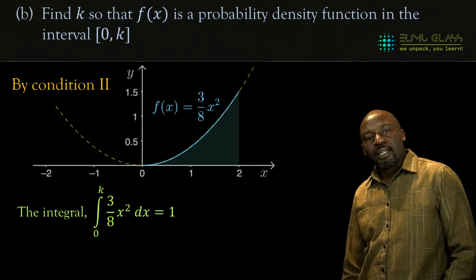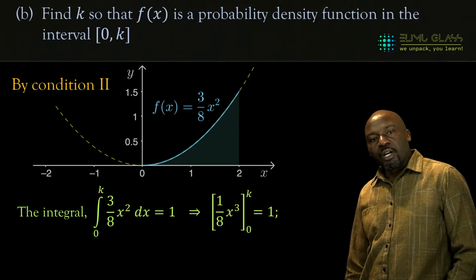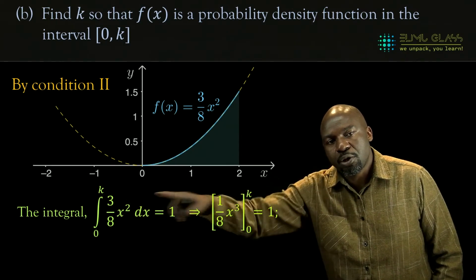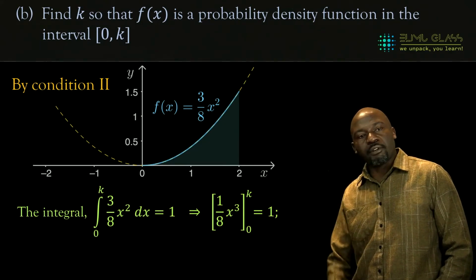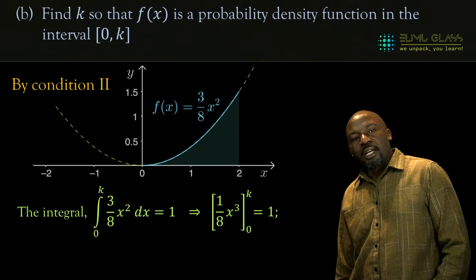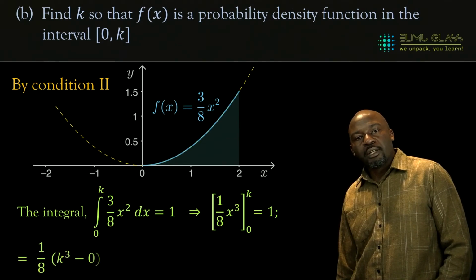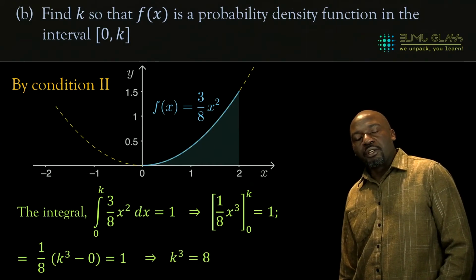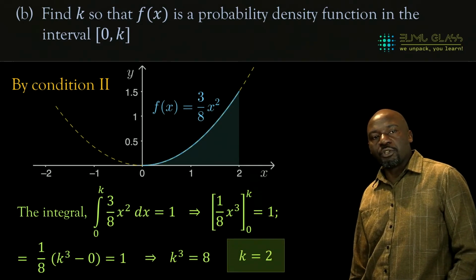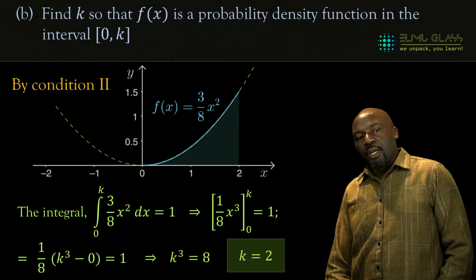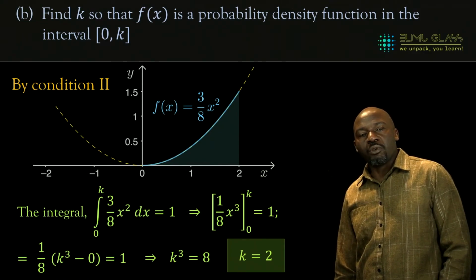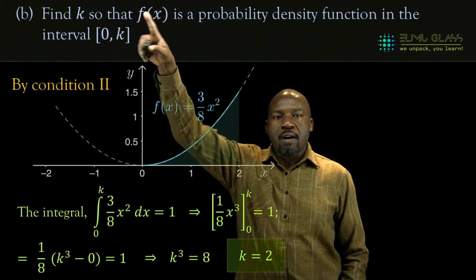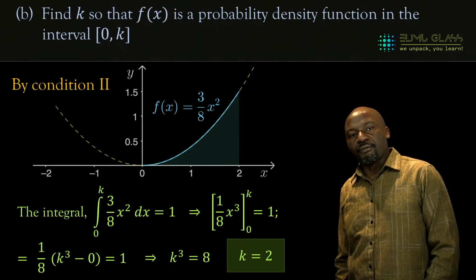If we integrate the left-hand side, we get 1 over 8, because this becomes x cubed over 3. The 3 cancels with that 3, and we have 1 over 8 x cubed, and put in the limits there. If we substitute, we get k cubed over 8 equals 1. So k cubed is 8, which is to suggest that k has to be 2. So the value of k, in short, is going to be equal to 2. If we put 2 here, then our function is going to be a probability density function.